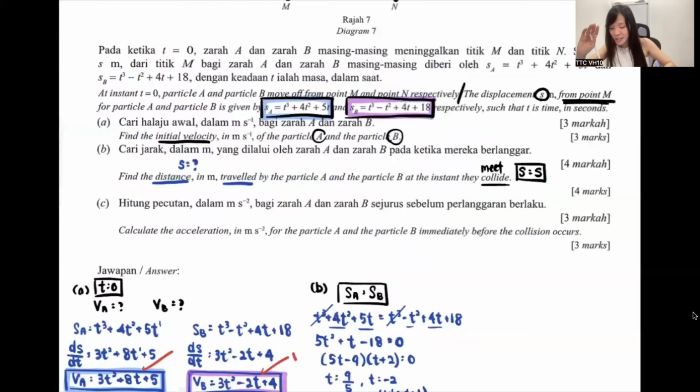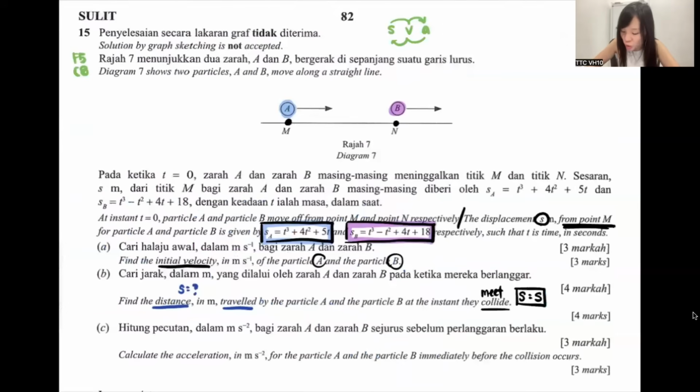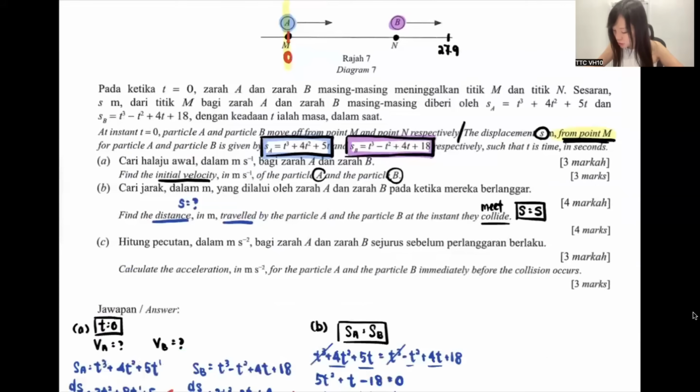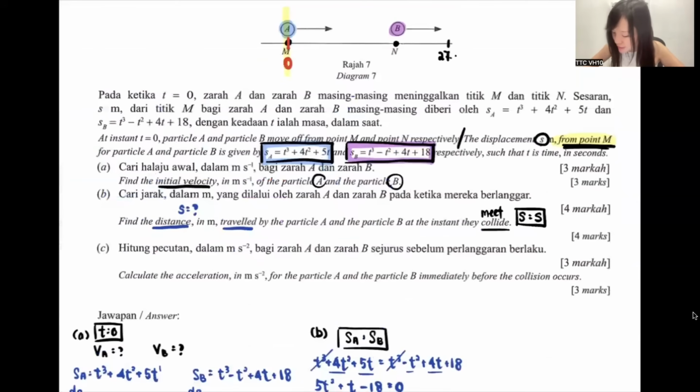So let me draw for you guys. You guys come back to the diagram. Look, my dear. So A starting from here, correct? And most important, these two equations are actually calculating from point M. That means everything you base on this as the origin. So this is the origin, okay? So that means on the 1.8 second, they collide with each other at 27.79 meter.